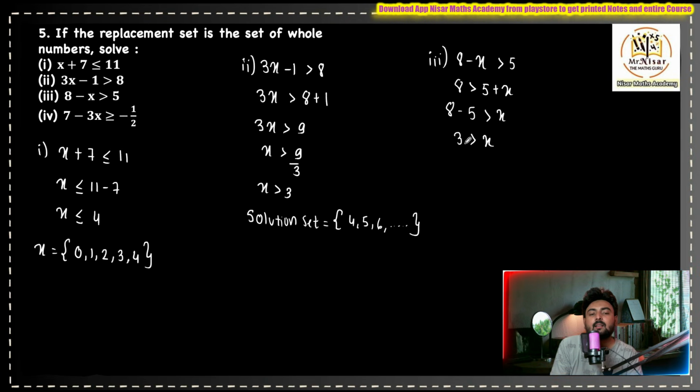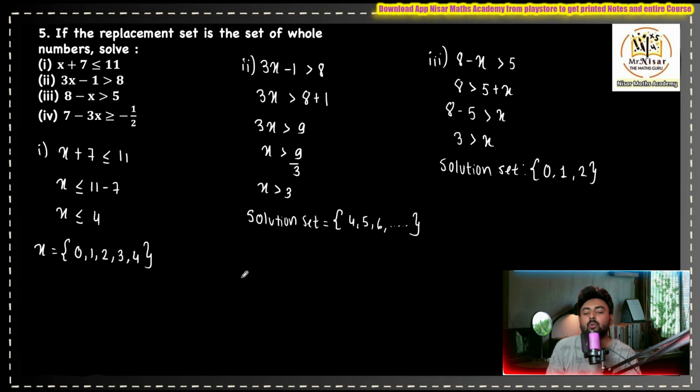So x is, read it how you will read, x is less than 3, because this crocodile face is towards 3. So here 3 is greater than x, and it means x is less than 3. So here the solution set is the values which are less than 3. What will be the values less than 3? That will be 0, 1 and 2.